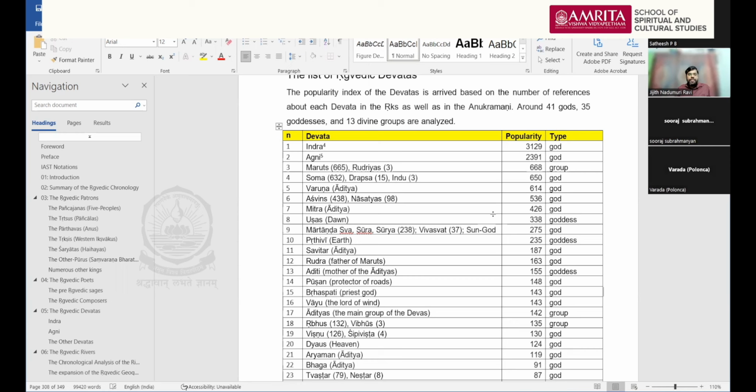And even though Indra is mentioned as the most dominant devata, these are the two primary devatas. There is no dispute about it among the traditional scholars or among the Western scholars. Everybody agrees on these aspects.